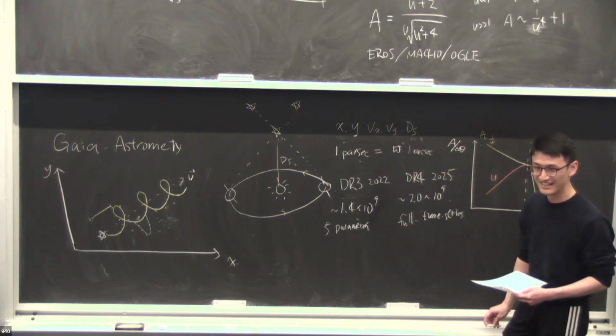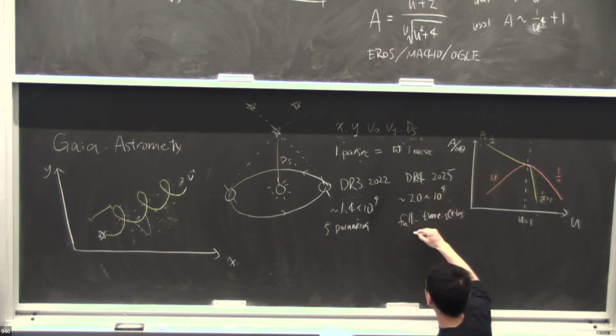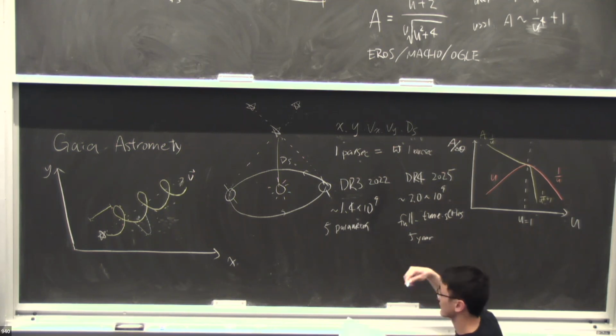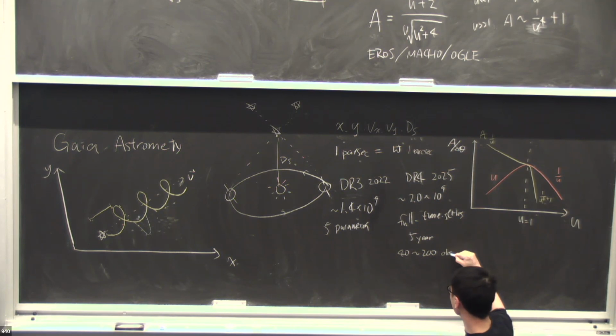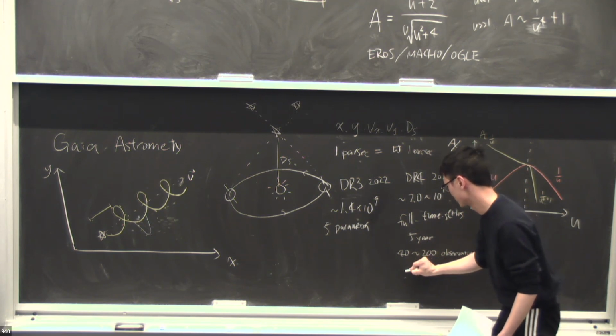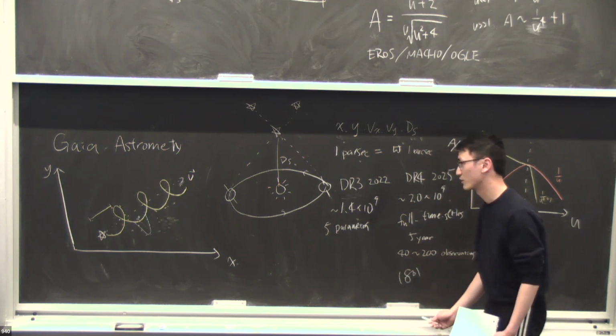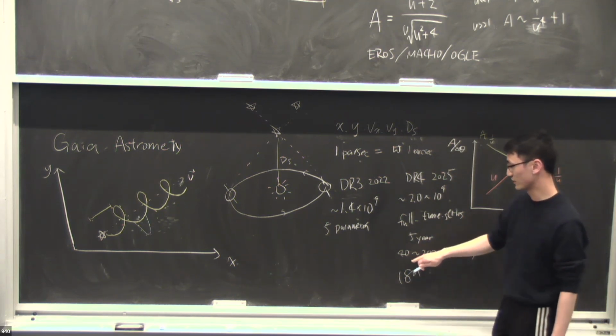And how many points per year do they have? Yeah, so this will be a 5-year mission, or 5-year data. They have a total of 5 years of data, and it ranges from 40 to 200 observations, depending on the location of the star in the sky. So it's more than enough for your purpose. On average, it's 80, so in our pipeline, for simplicity, we just use 80. But in reality, it's 40 to 200.